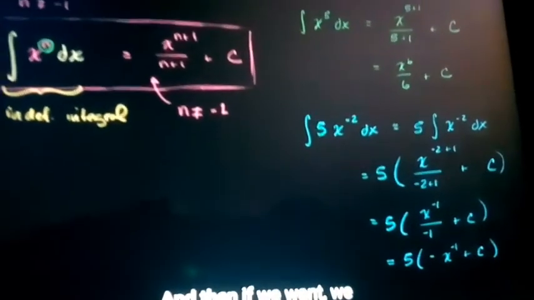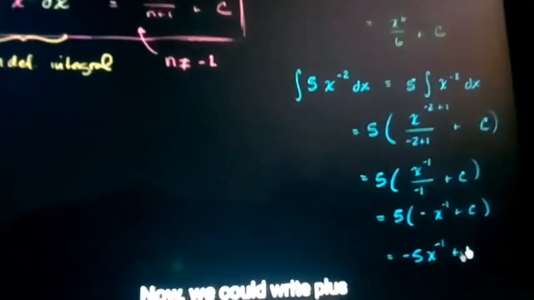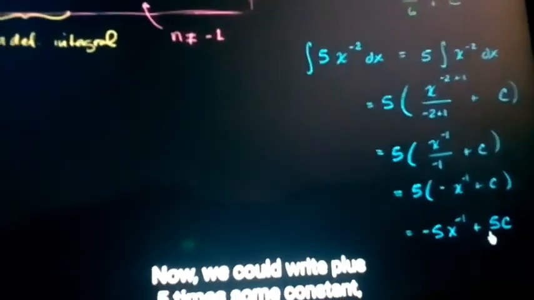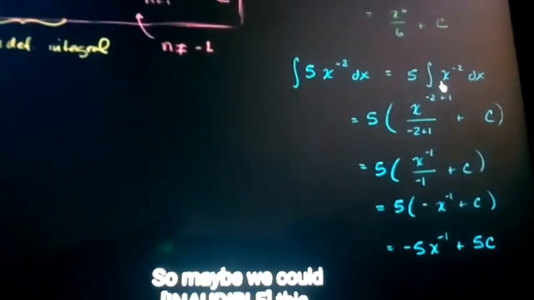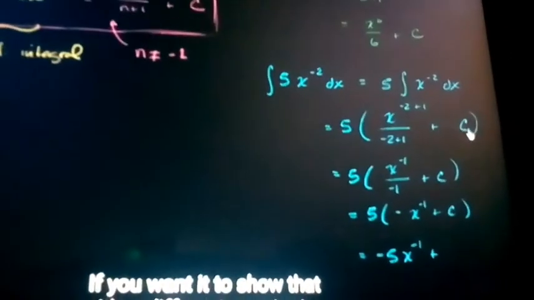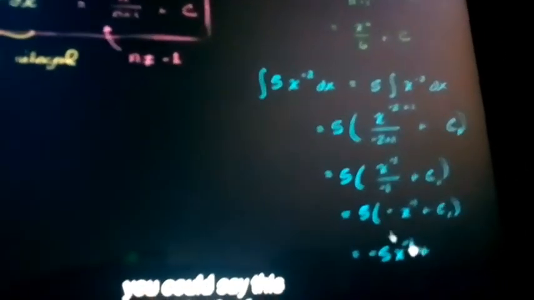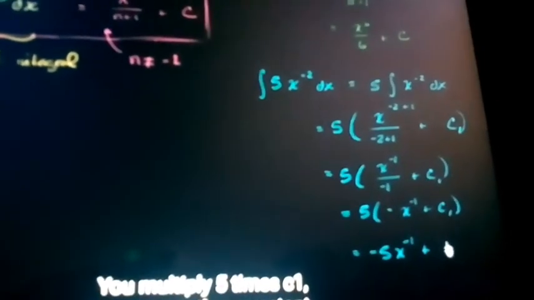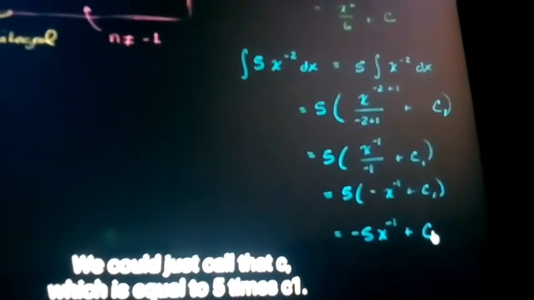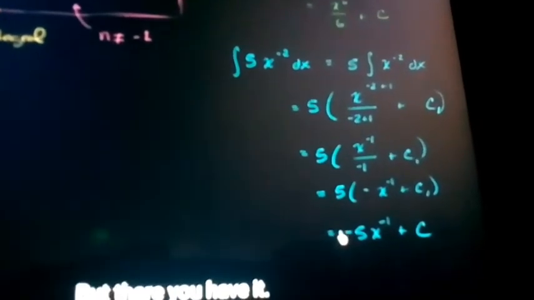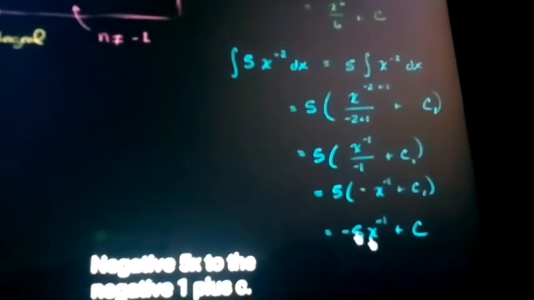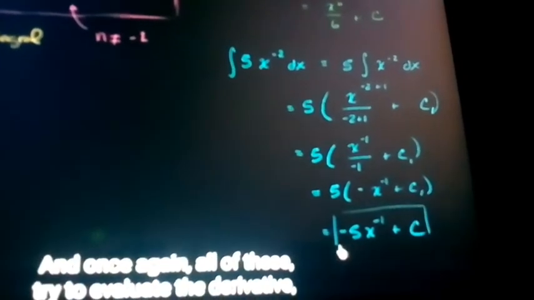And then if we want, we can distribute the 5. So this is equal to negative 5 x to the negative 1. Now we could write plus 5 times some constant, but this is just an arbitrary constant. So this is still just an arbitrary constant. If you wanted to show different constants, you could say this is C1. You multiply 5 times C1, you get another constant. We could just call that C, which is equal to 5 times C1. But there you have it, negative 5 x to the negative 1 plus c. And once again, try to evaluate the derivative, and you will see that you get this business right over there.